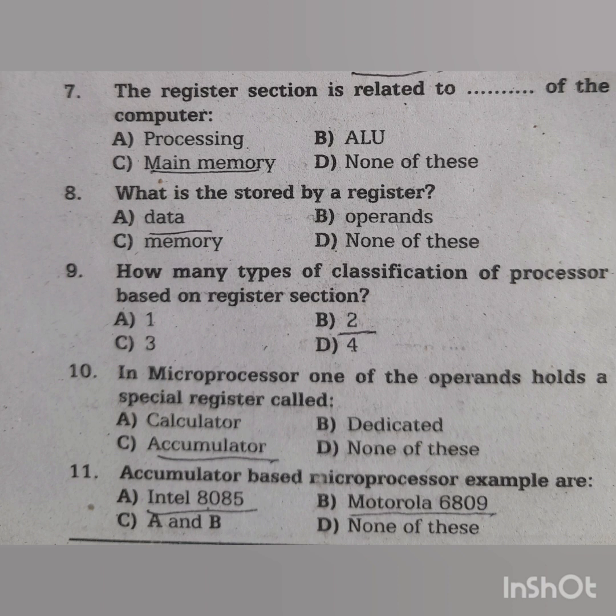In a microprocessor, one of the operands holds a special register called accumulator. Accumulator based microprocessor examples are Intel 8085 and Motorola 6809.